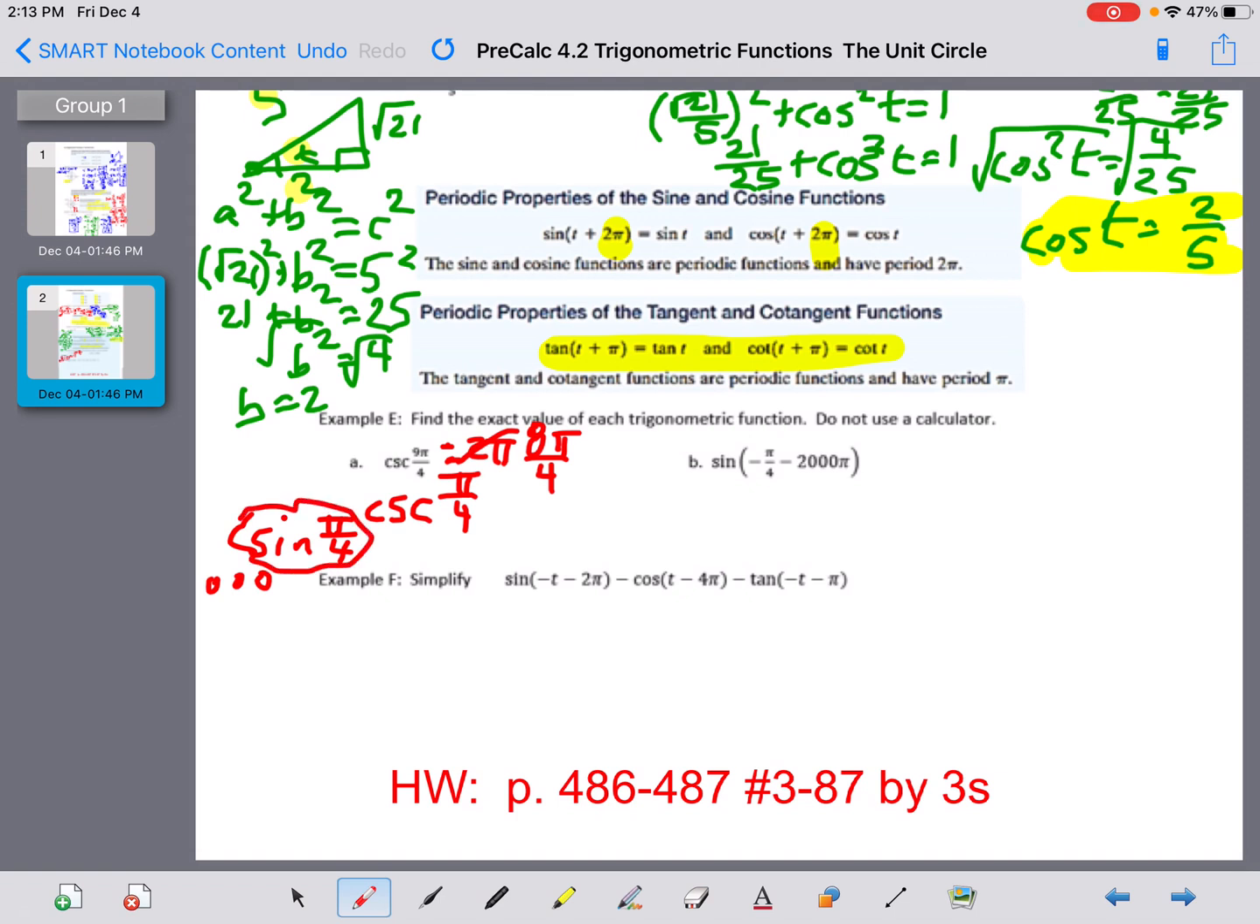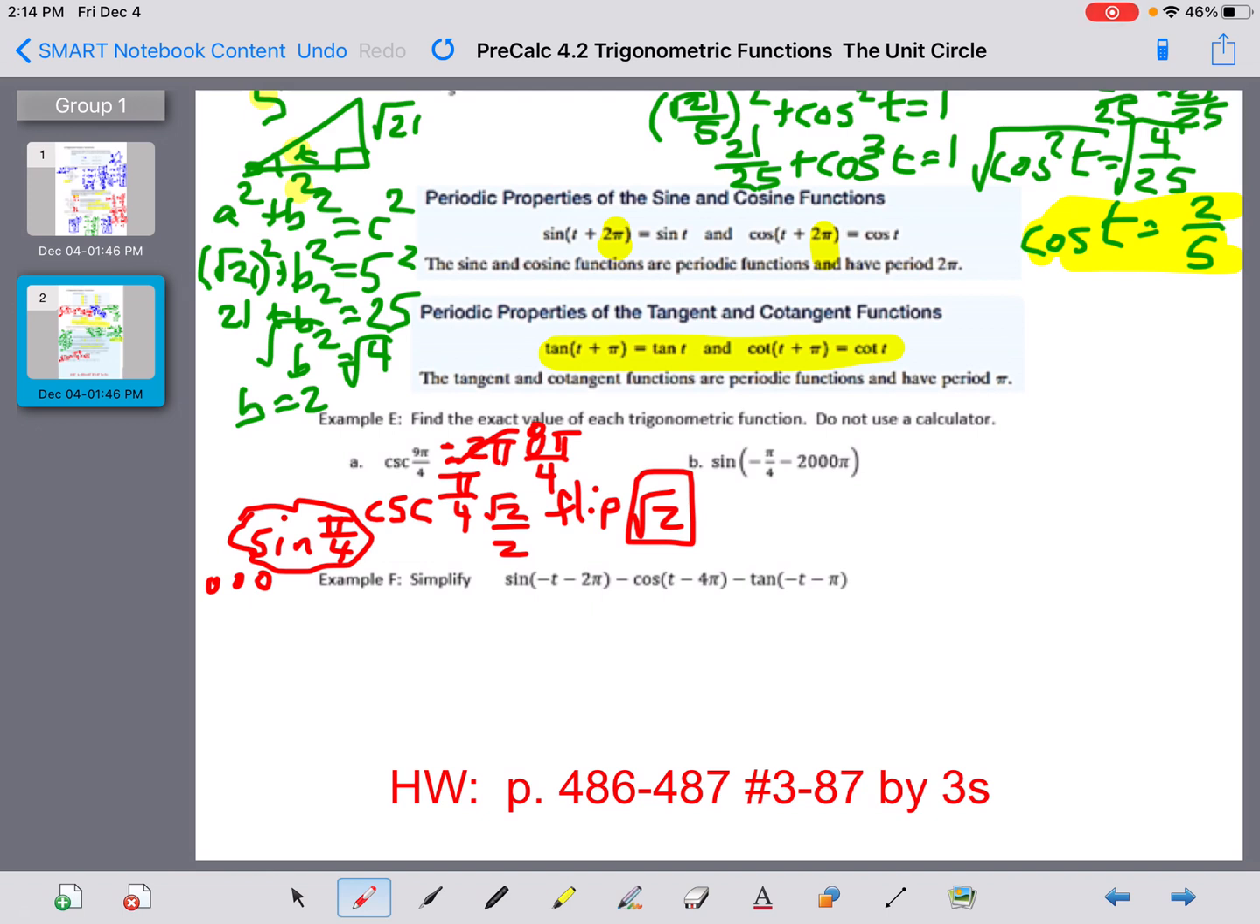Sine of pi over 4, it's first quadrant. It has a positive value. It's radical 2 over 2. I need to flip it because I'm finding the cosecant. And when I flip it, I get 2 over radical 2, which will simplify to radical 2. Remember that one, radical 2 over 2 is already rationalized, so when you flip it, it kind of unrationalizes. That's all I need to do, okay?